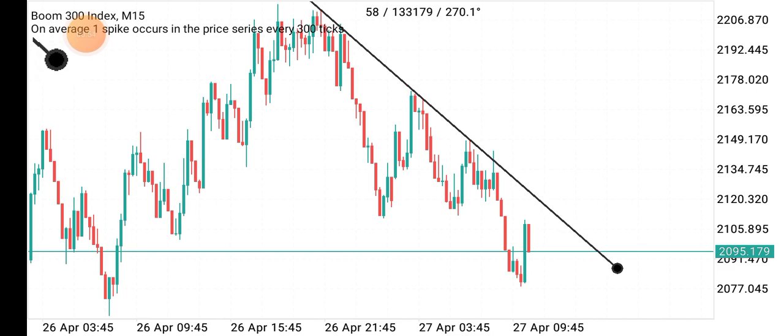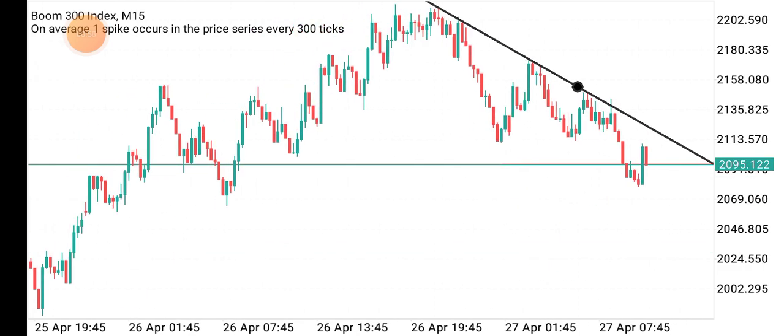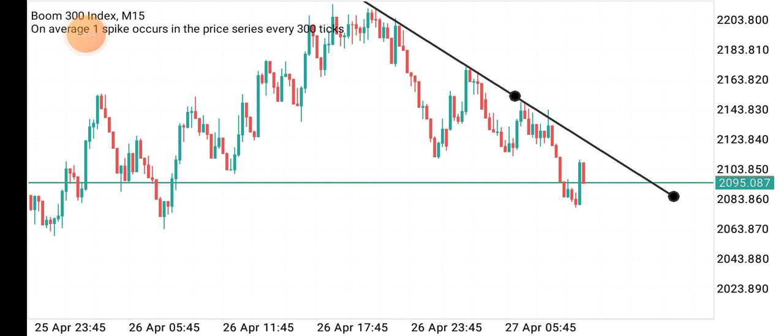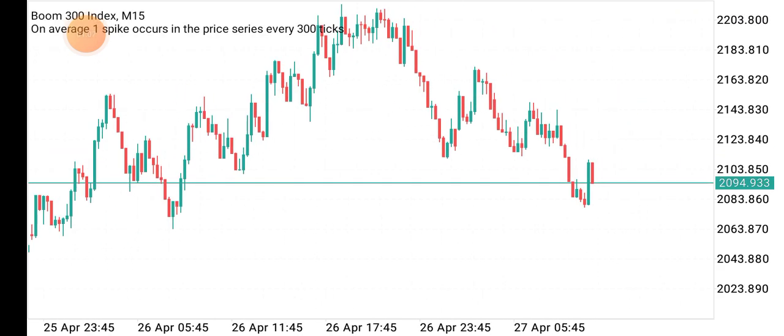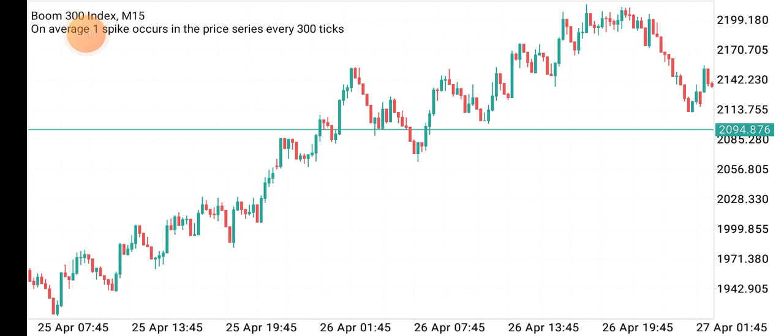The market is going to sell. It's almost at a level where it should be selling again. So I'm just waiting for a confirmation. I might enter again to sell to continue, because I'm expecting massive sales on Boom 300 index. All right, so let me go over and show you how I was able to analyze the market.